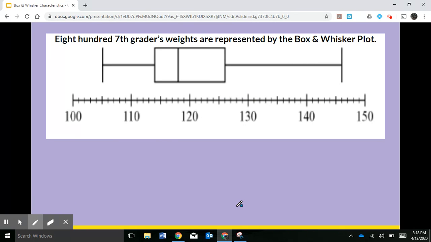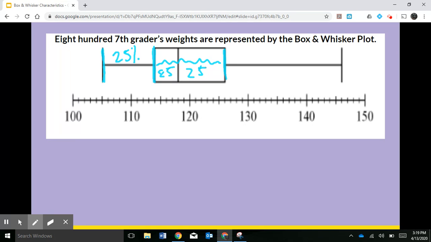So now this says 800 seventh graders' weights. So they weighed 800 seventh graders, and this is how their data is represented, right? Again, each section is worth 25%. So 25% of seventh graders weigh between 105 and 114 pounds. This is 25%. Okay. We can say 50%, because these two sections are the middle 50%. So that's going to be between 114 and 126 pounds, 50%. This is 25 and this is 25.